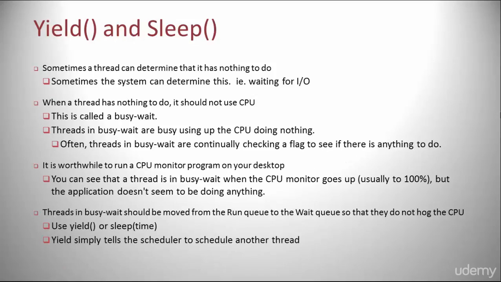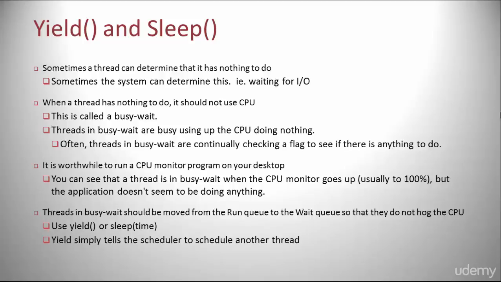We have yield and sleep. Sometimes a thread can determine that it has nothing to do, and sometimes the system can determine this, for example, waiting for I/O. When a thread has nothing to do, it should not use the CPU. This is called a busy wait. Threads in busy wait are busy using up the CPU doing nothing. Often, threads in busy wait are continually checking a flag to see if there is anything to do.